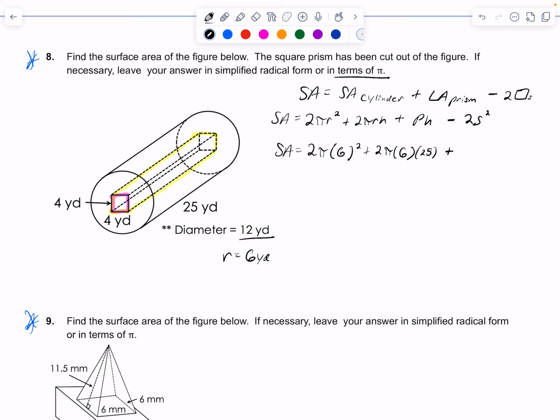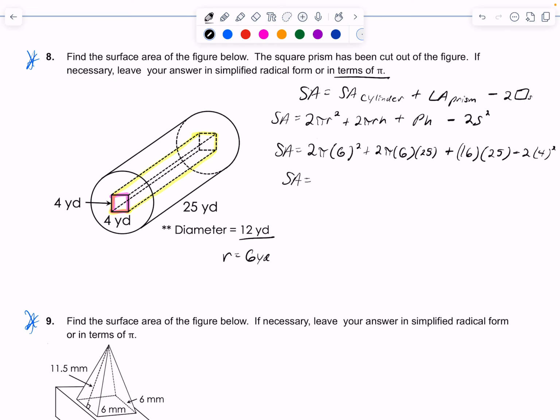prism here. So you can see that each one is 4 yards. There's 4 of them, so 16 times the height, which is 25, and then minus 2 times our side of 4 squared. All right, so all of that's going to be our surface area.